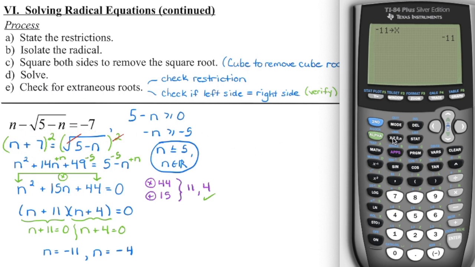So we're going to begin by entering the left side. So I'm going to type in that variable and then minus, and then we're going to do the square root of 5 and then minus that variable. So that's the left side, and we're going to press enter. So the value of the left side is 15, and then we can see the value of the right side is -7. So -11 is not going to be a solution. The left side does not equal the right side. It's going to be extraneous.